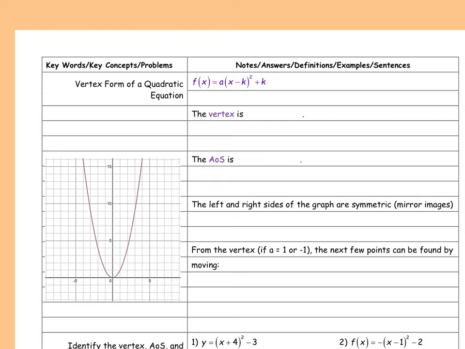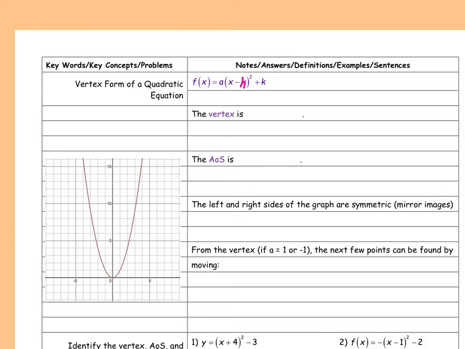a times x minus h squared plus k. Oh my gosh, why didn't it save correctly? This should be h. I thought I'd fixed that problem. So if you pull up the notes from Canvas, it's fixed in there, but I put this up here before I fixed that issue. So it should be y equals a times x minus h squared plus k.